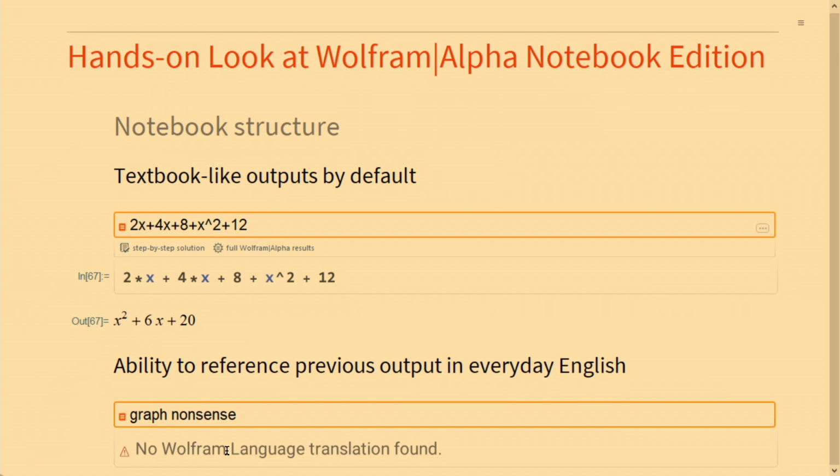So actually, I just checked, the conference beta should have it. If you go to File, New, you will see Wolfram Alpha Mode Notebook, and that will give you the same capability.